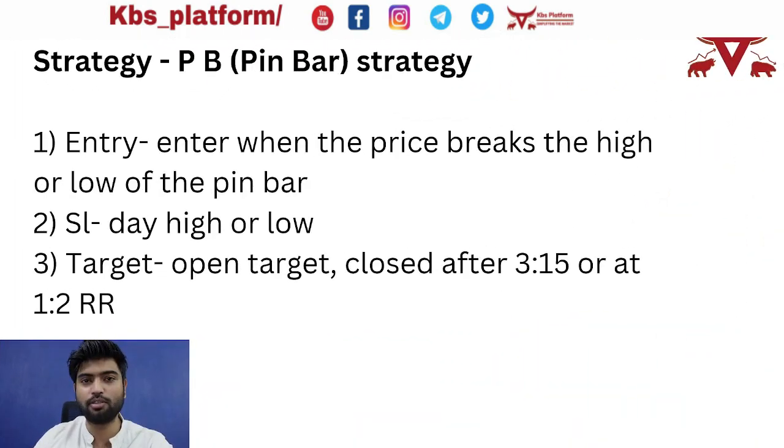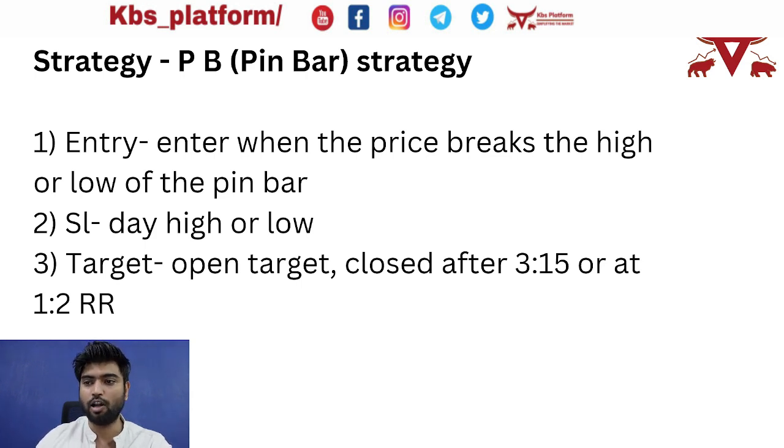So now let's talk about the entry in this strategy. In this strategy we take entry once the day high of the previous day, or let's say the previous day pin bar candle high, is crossed. We would be taking entry on the buy side. And if the pin bar candle is made at the day low, once that day low or pin bar candle low is crossed on the downside, we would be taking our entry. So this is our entry criteria. I would be explaining this entry criteria in the example, but let's first understand our entry, stop loss and the targets.